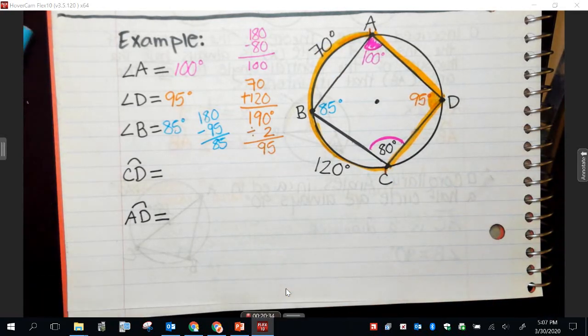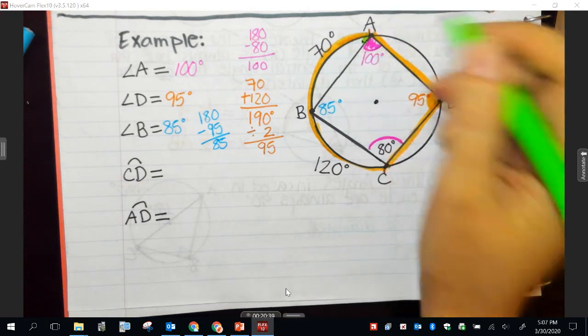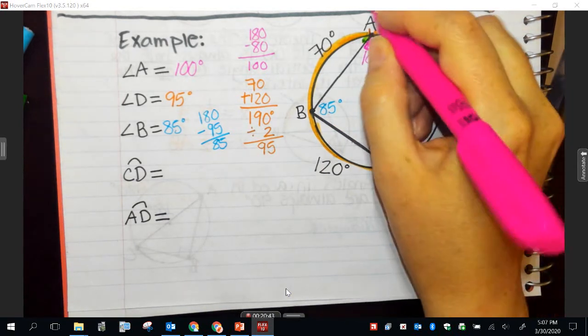Now, what we do have is this inscribed angle A. Actually, I'm going to use pink for that since I went ahead and used pink for that.